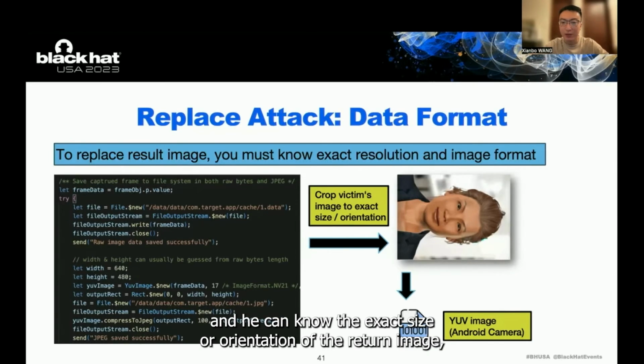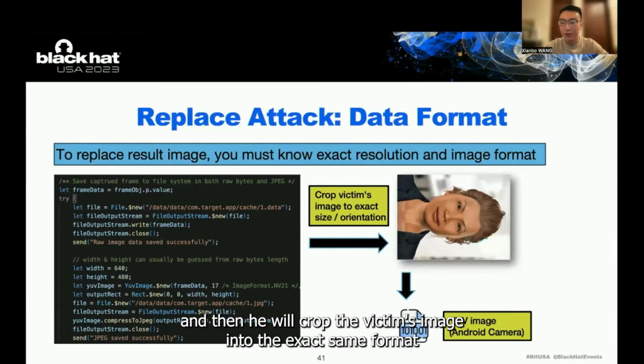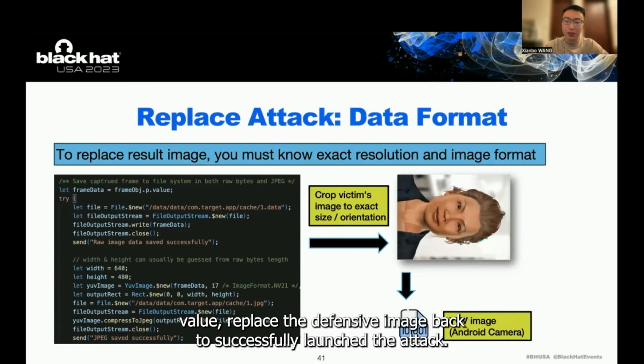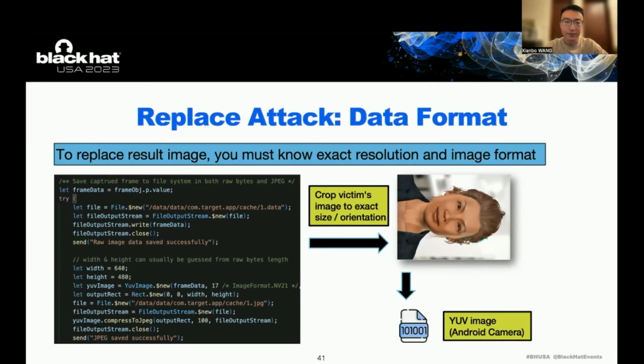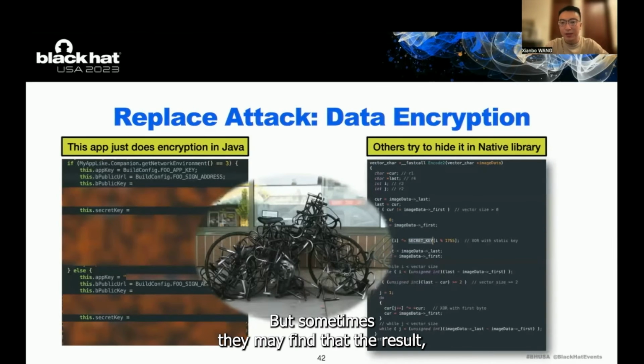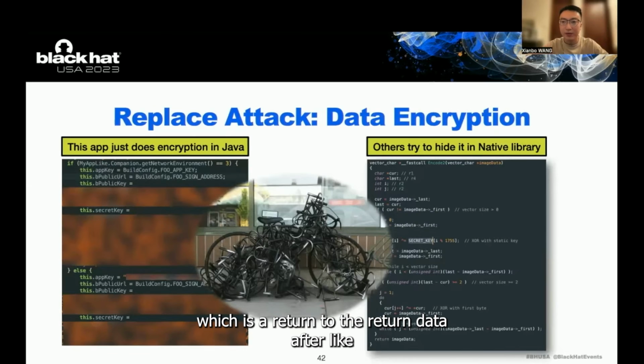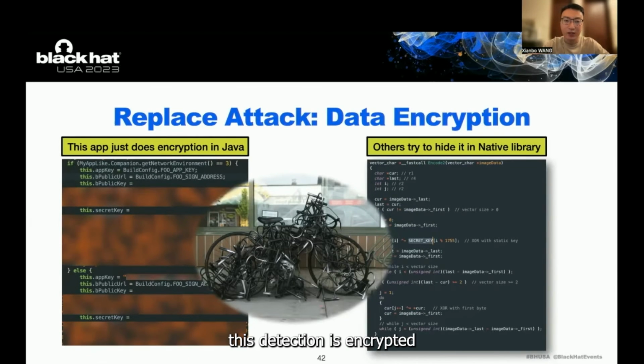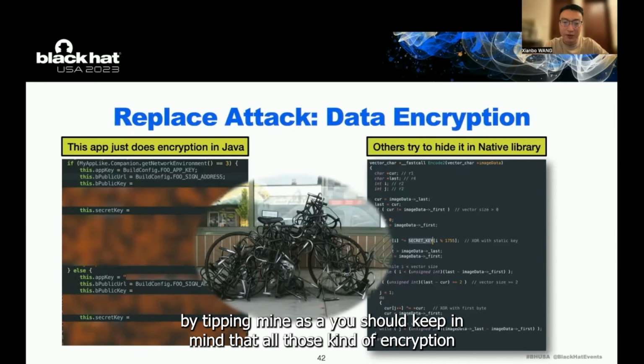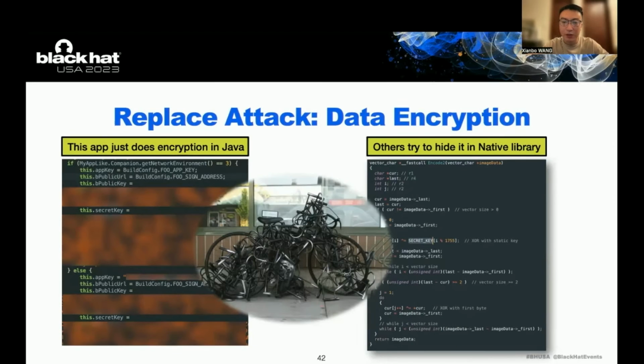And he can know the exact size or orientation of the returned image, and then he will crop the victim's image into the exact same format. Then he will place the victim's image back to successfully launch the attack. But sometimes the attacker may find that the return data after the liveness detection is encrypted. But keep in mind, as an attacker, that all those kinds of encryption can only be done on the app side, the client side.